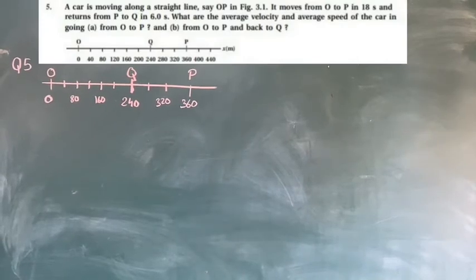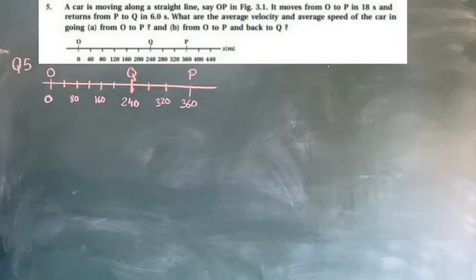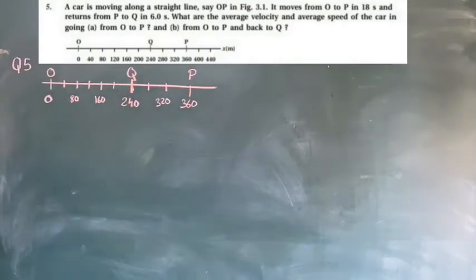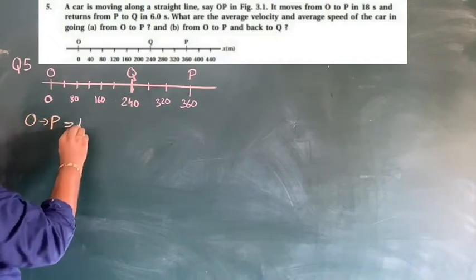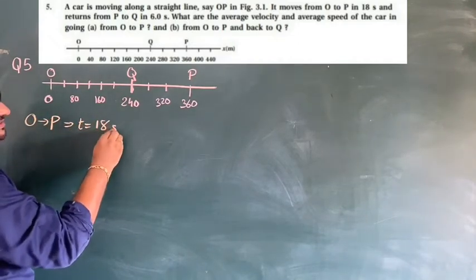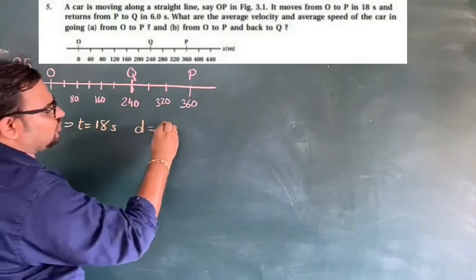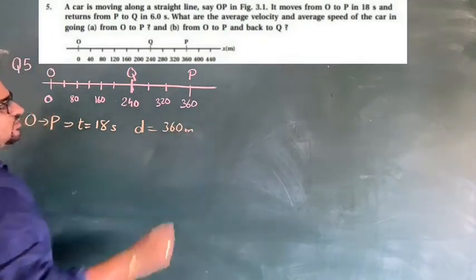Okay, now let's move to question number 5. Question number 5 says that an object moves from point O to P in 18 seconds. So from point O to P, time is equal to 18 seconds and distance is from 0 to 360, so 360 minus 0, 360 meter.